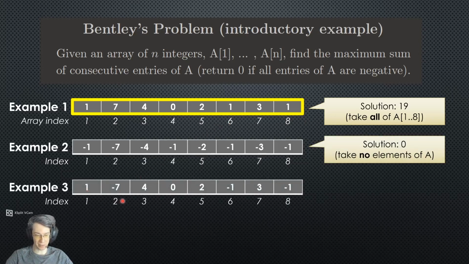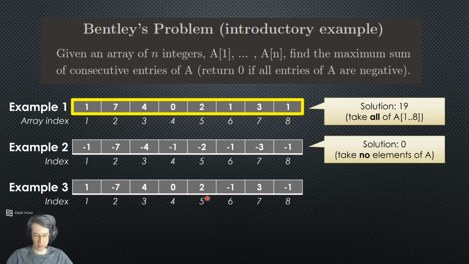Okay, here's a more nuanced example. Here we have 1, negative 7, 4, 0, 2, negative 1, 3, negative 1. So we don't want to include this 1 in the sum, because 1 is clearly not the maximum. We could just take 4, or 4, 0, 2, and that's 6. If we include this 1, we're going to have to include this negative 7, which seems quite nasty.